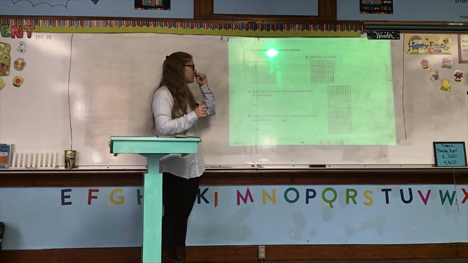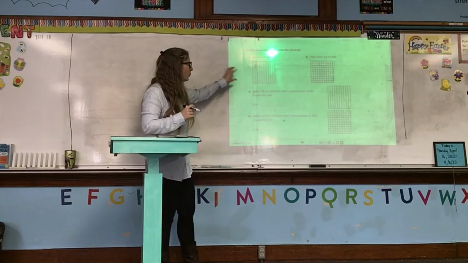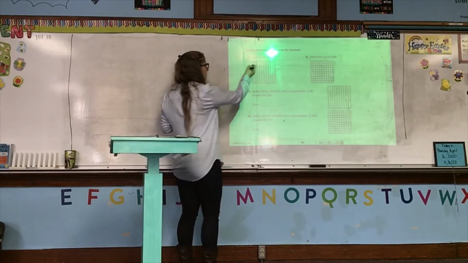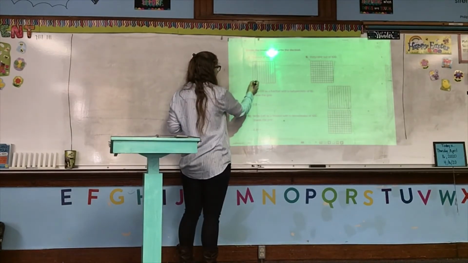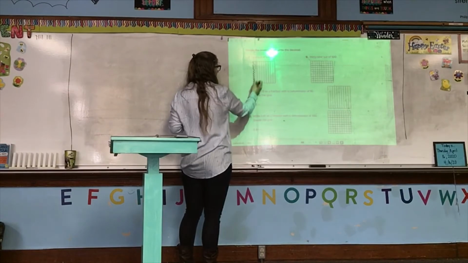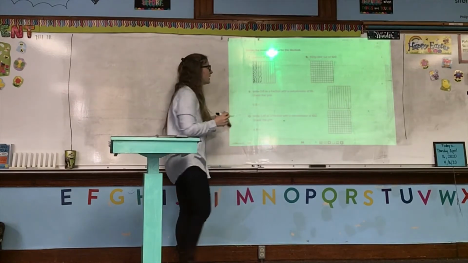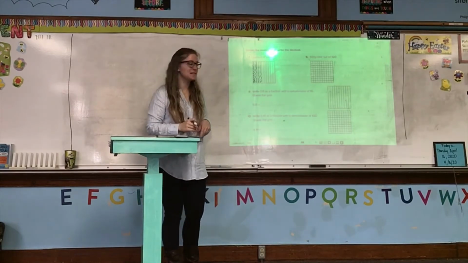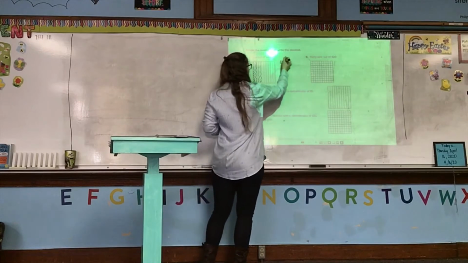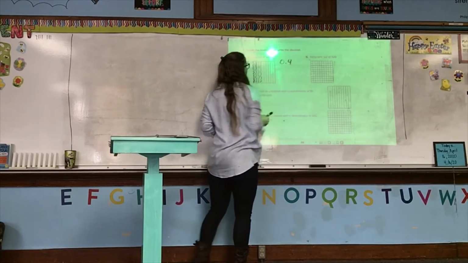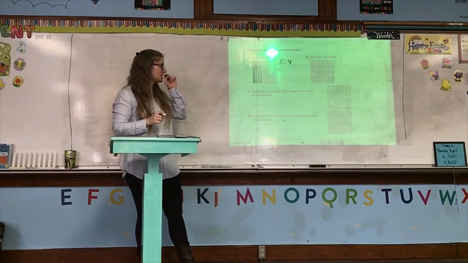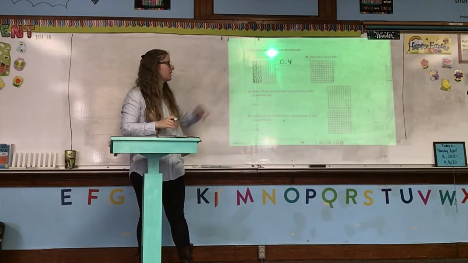So number 7, we have 4 out of 10. We know this is a tenths grid, so we'll go ahead and shade 4 pieces. 1, 2, 3, and 4. And we know that 4 out of 10 is the same as 4 tenths, which looks like this. 4 tenths is the same as 4 out of 10.